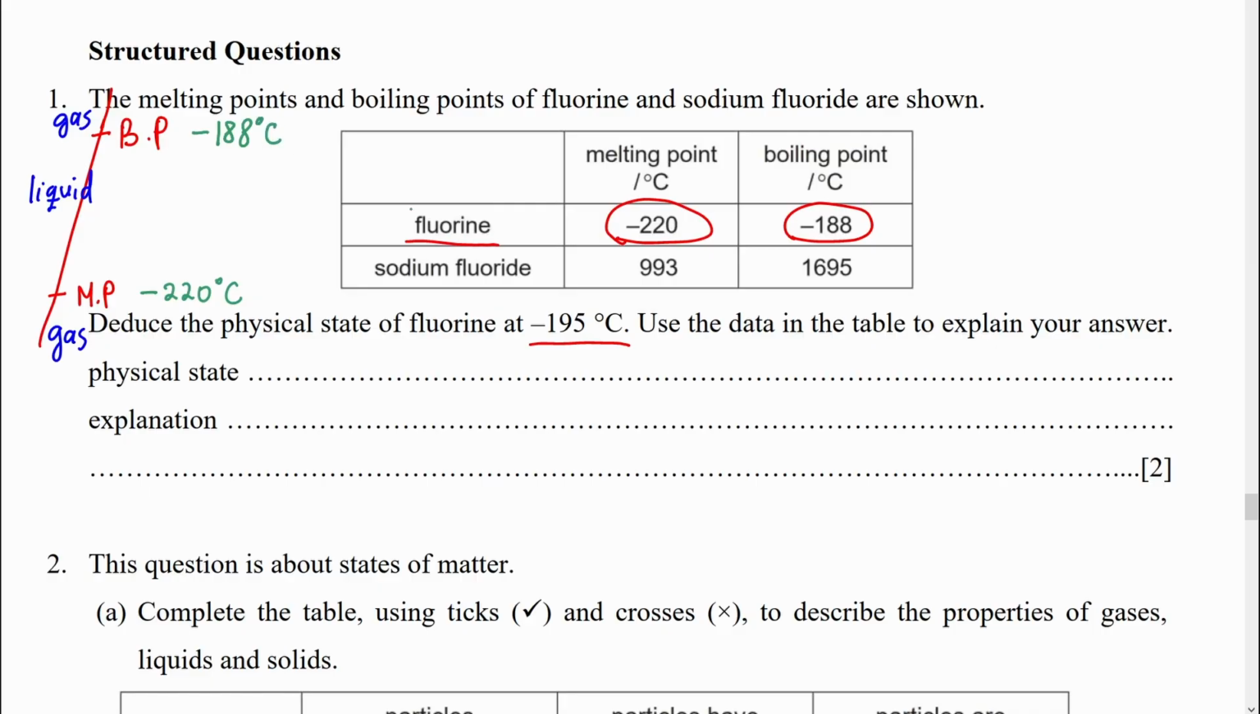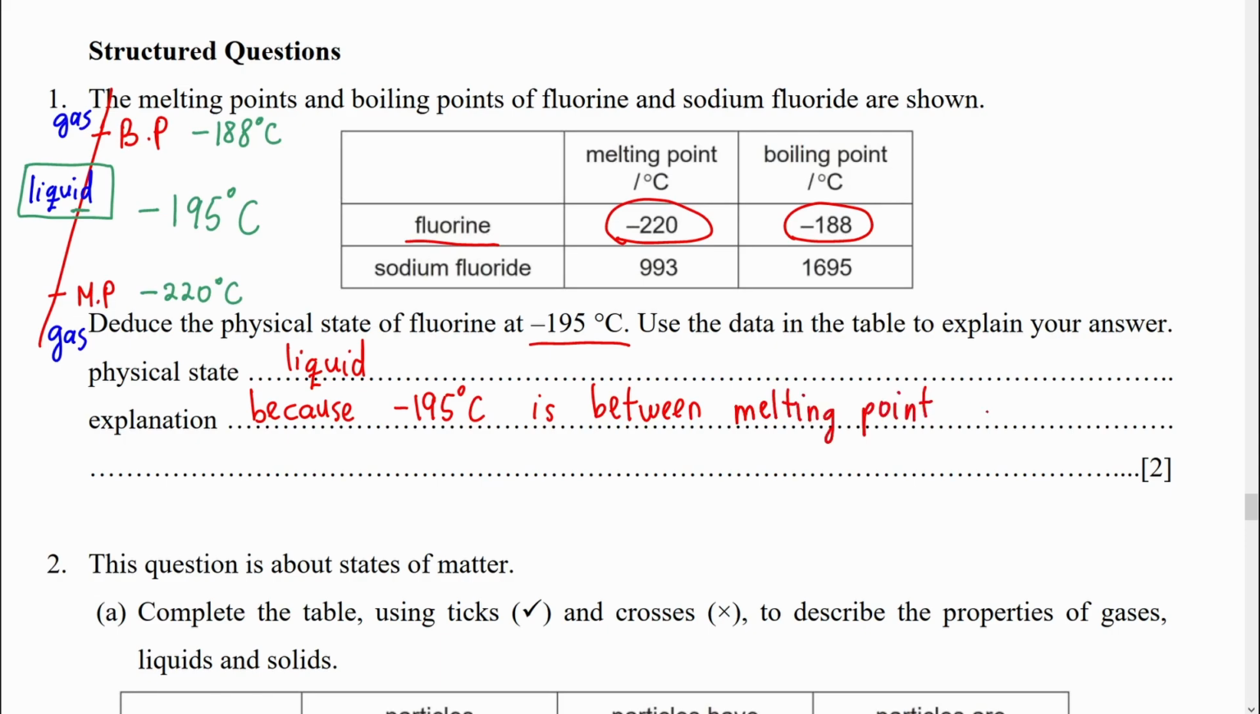So where is the position of negative 195? It's going to be here, right? So here it's going to be negative 195 degrees Celsius. That means the state is liquid. You can say here the physical state is liquid. The explanation is because negative 195 degrees Celsius is between the melting point and boiling point.